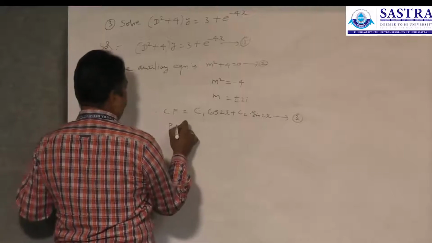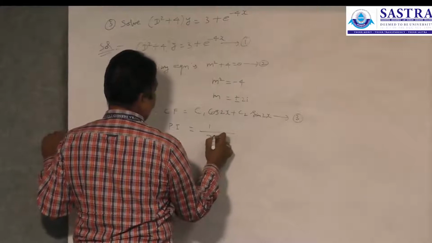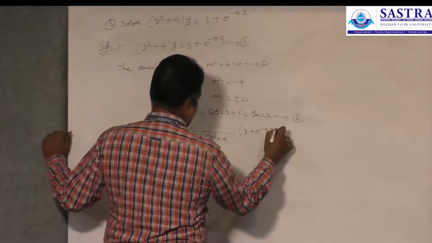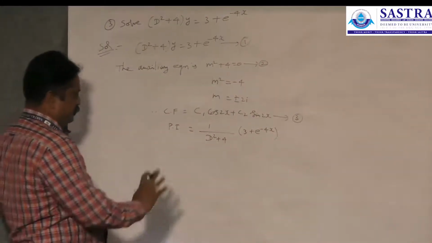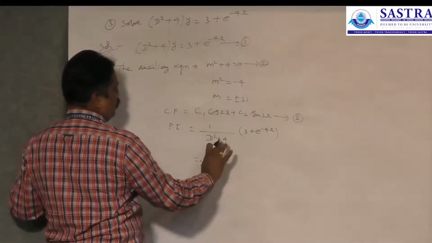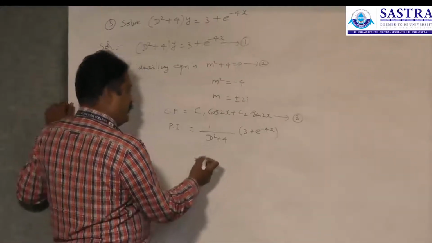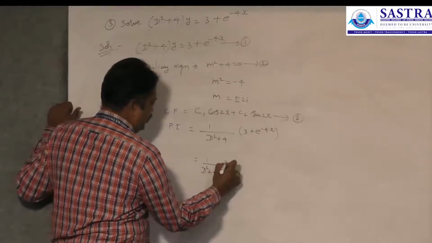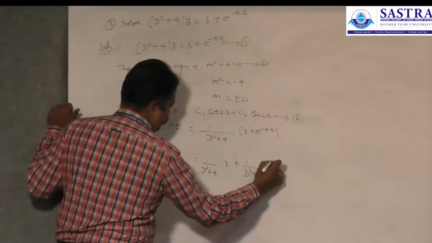Particular integral is equal to 1 divided by D square plus 4, acting on 3 plus e to the power minus 4x. So in the right hand side we have two terms, so we have to be very careful. Let us operate 1 by D square plus 4 upon 3 plus e to the power minus 4x. On doing that we get 1 by D square plus 4 into 3 plus 1 by D square plus 4 e to the power minus 4x.